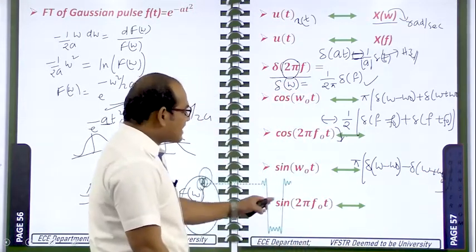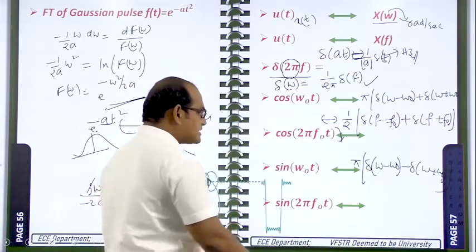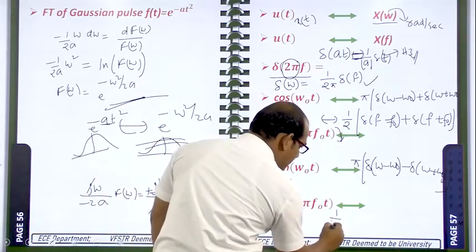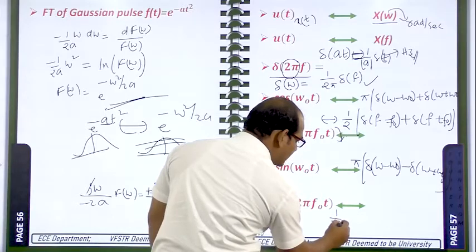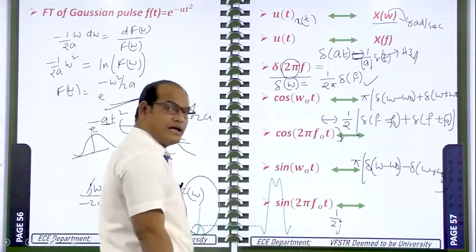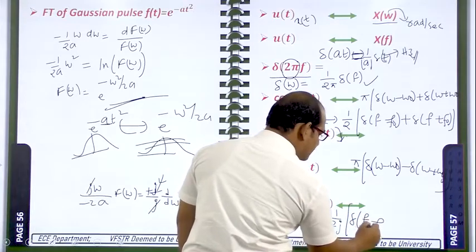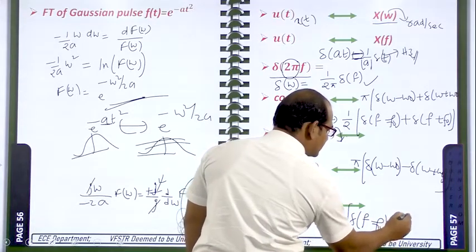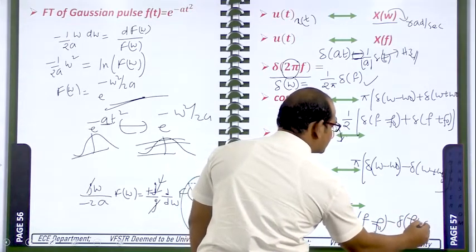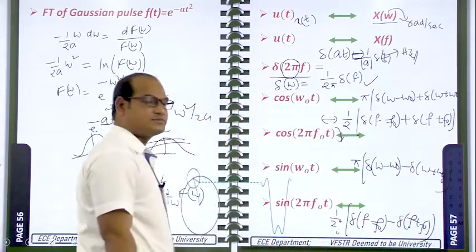Okay. And sine of 2 pi f naught t has the Fourier transform 1 by 2j, which will come. Okay, 1 by 2j delta of f minus f naught minus delta of f plus f naught. In this way, we will get.